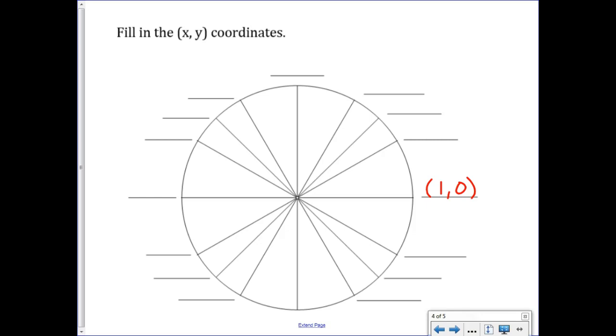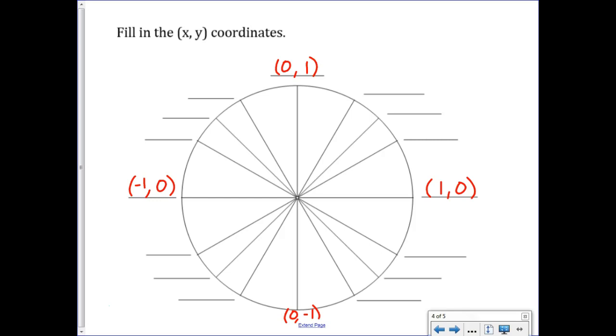At the top of the y-axis, we have not gone left or right, and we've gone up a length of 1. If we move over to the opposite side of the x-axis, we've gone -1, and we haven't moved up or down. And then if we go down here, we haven't moved left or right, but we've gone down 1. So those are your 4 points on the x and y axis.